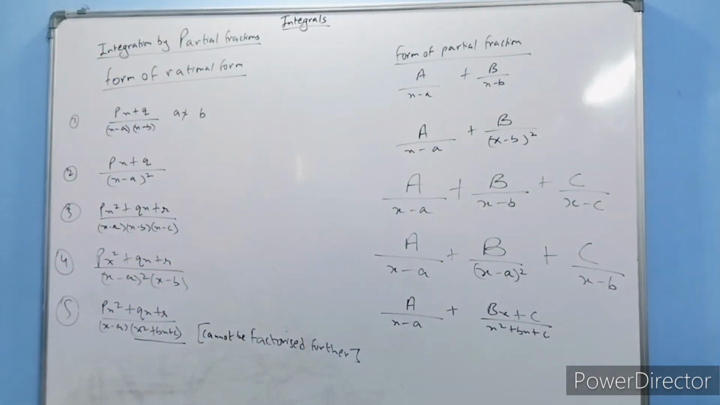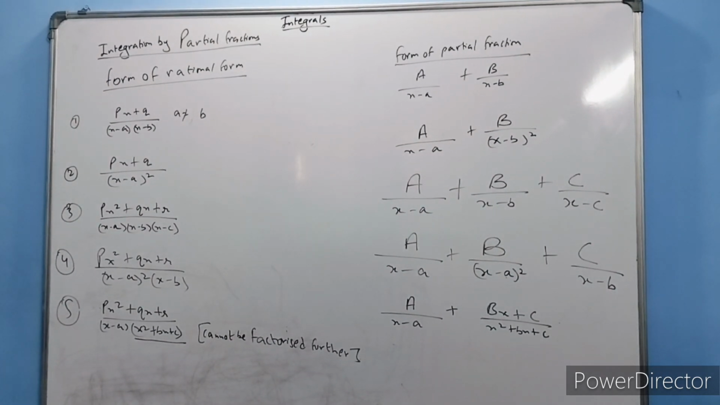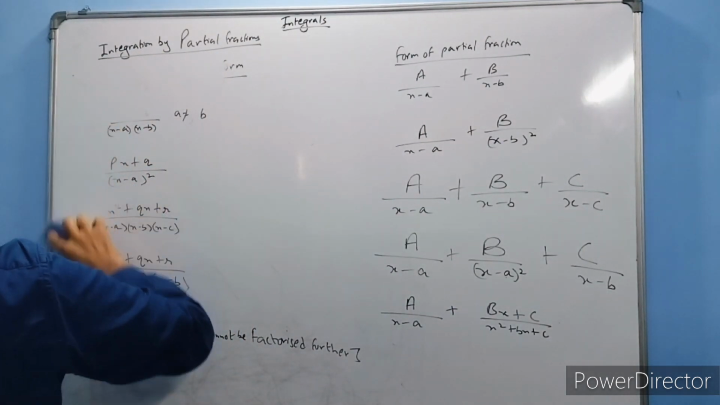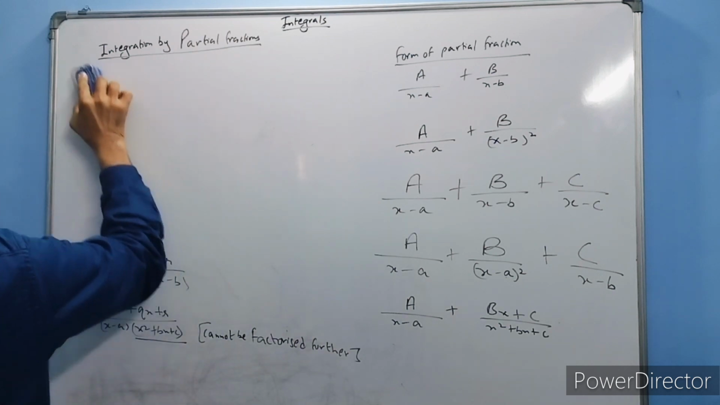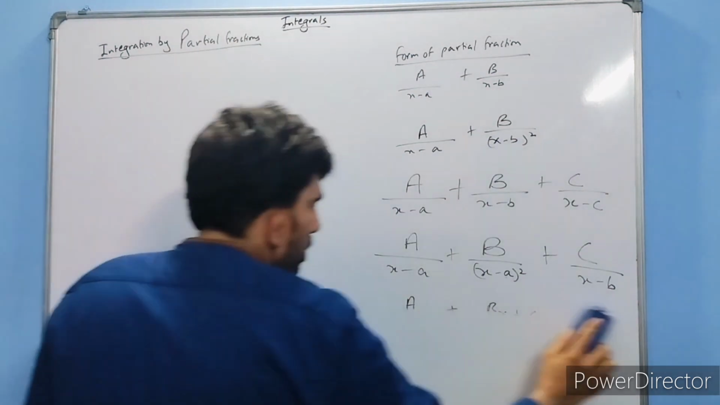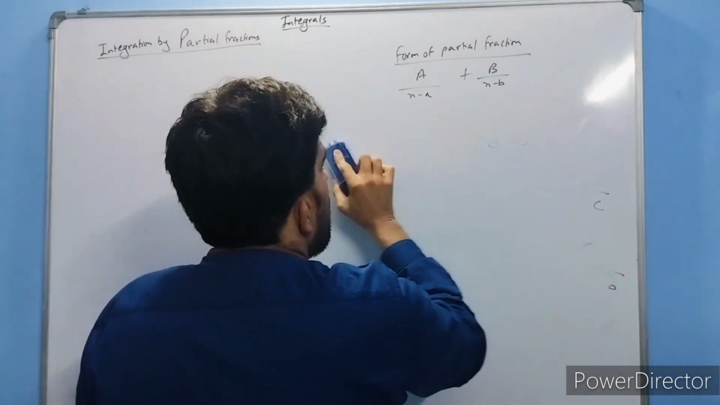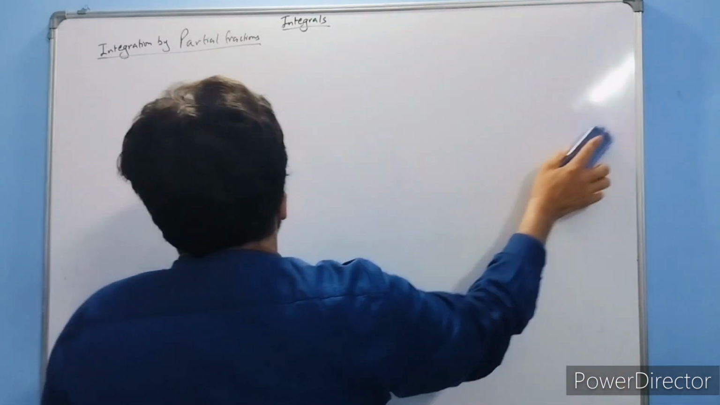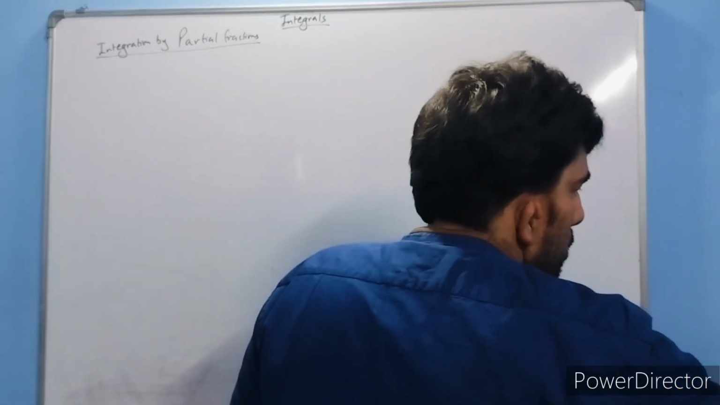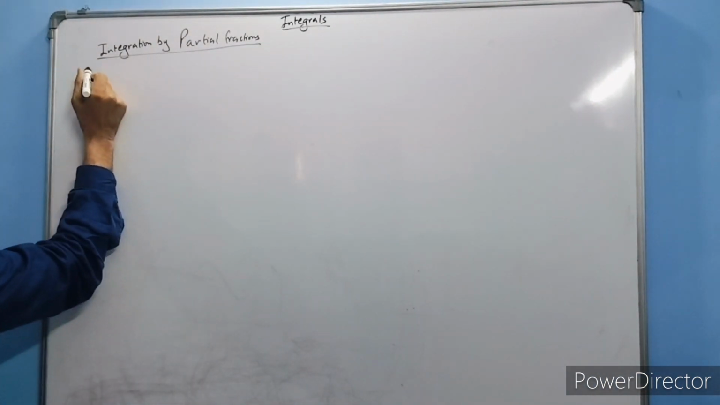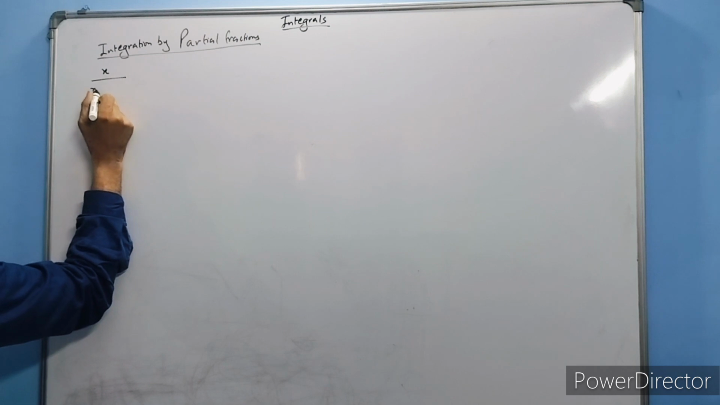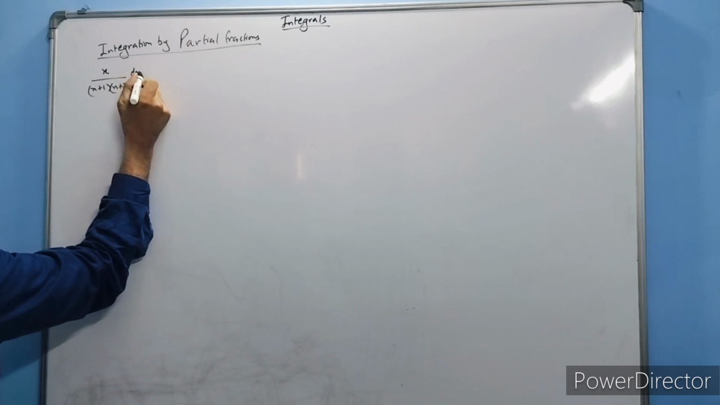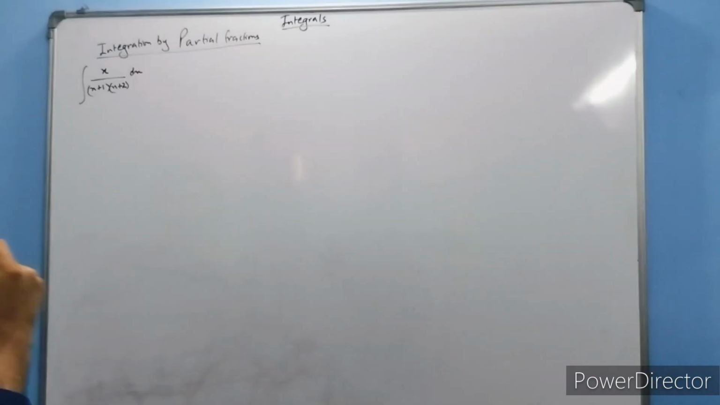Now let us try to solve numericals on these types of rational forms, and see how we can apply the formula. We have the integral of x upon x plus 1, x plus 2 with respect to x. This is given. Now how can we solve it?